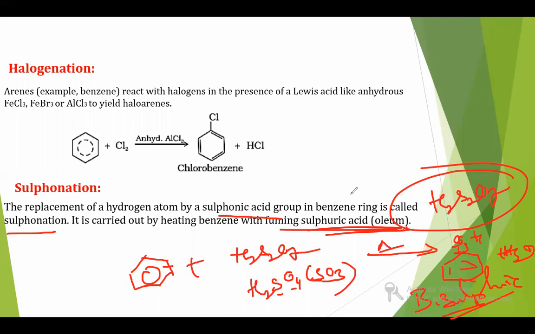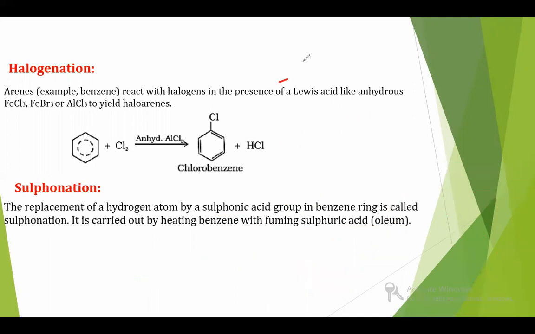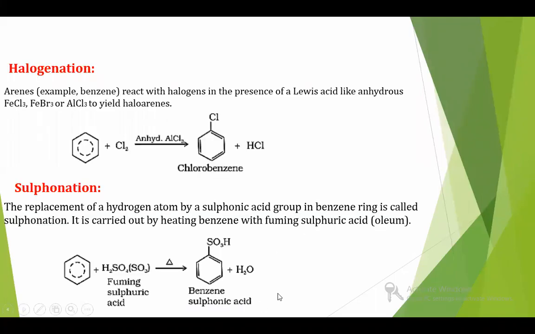In that contact process, the final product we get is H2S2O7. This H2S2O7 is called oleum. So the equation: benzene plus H2S2O7, upon heating with oleum, gives benzene sulfonic acid. That is called sulfonation. Clear? Next. First was nitration, next halogenation, next sulfonation, and next Friedel-Crafts alkylation or acylation.